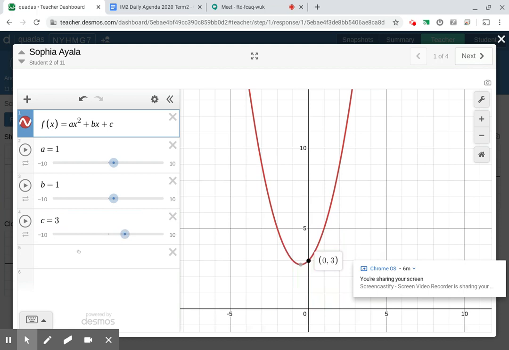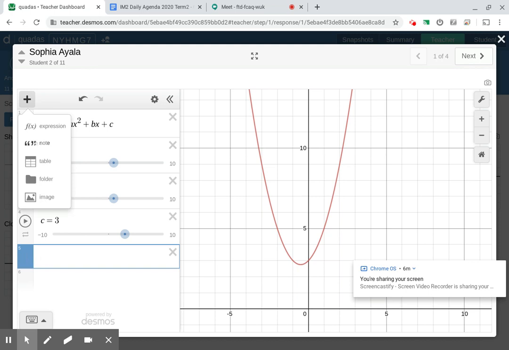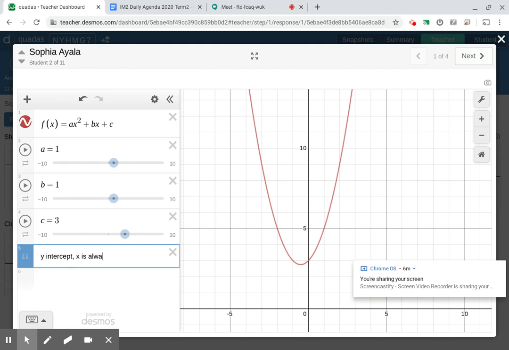Make sense? All right, so what I want to do is start graphing it, like pretend that the graph wasn't there. So I'm going to put a point. You're going to have to put parentheses. Oh, before we do that, press on line 5, press plus. There's a little plus button at the top, and press note. And you're going to put in y-intercept, and you're going to say the x is always 0.